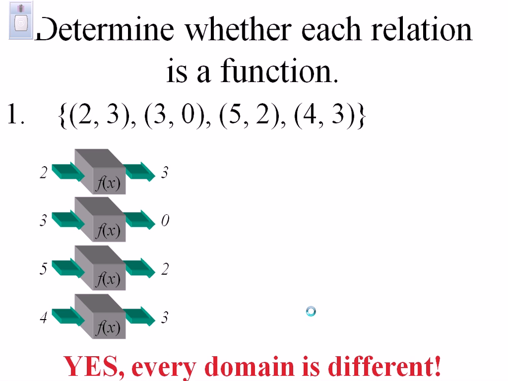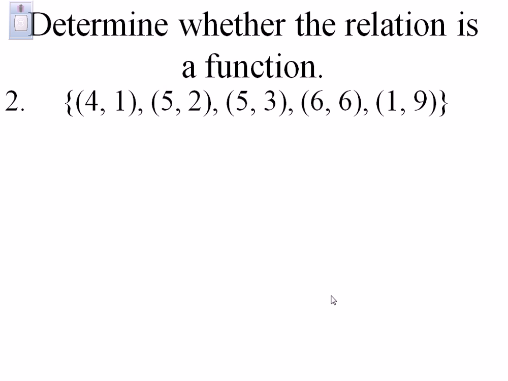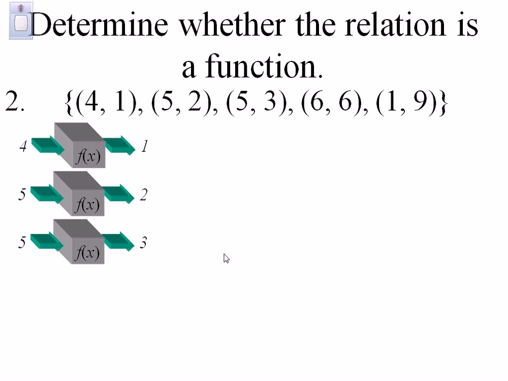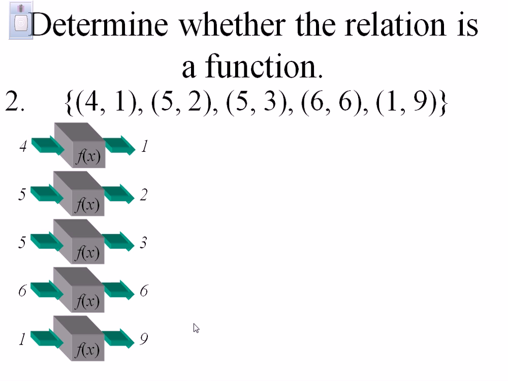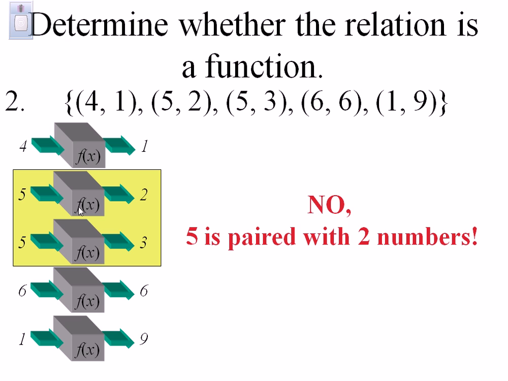Can you give us an example where it's not? Yes. Okay, so let's look at this one. The 4 is paired with 1. The 5 is paired with a 2. The 5 is paired with a 3. The 6 is paired with 6, and the 1 is paired with 9. Now, this is not a function because I have this single input, 5, paired with 2 and paired with 3. So no, it is not a function because there is an element of the domain that is paired with more than one element of the range.